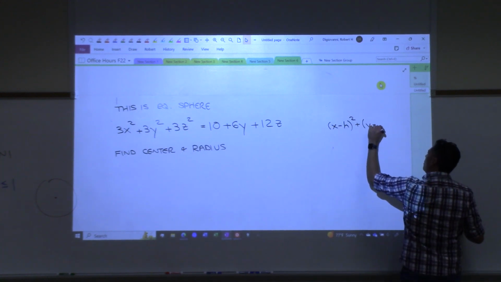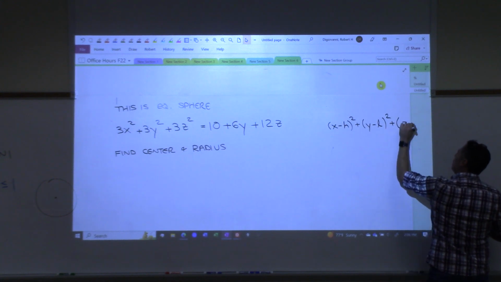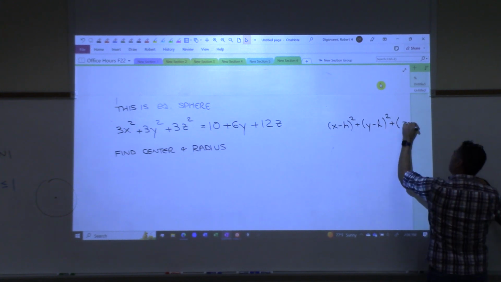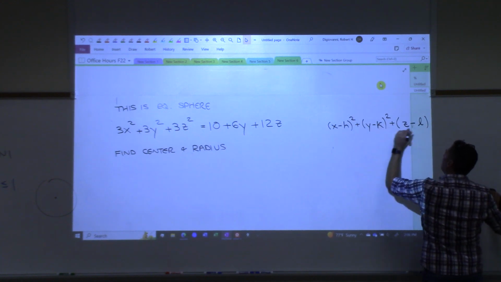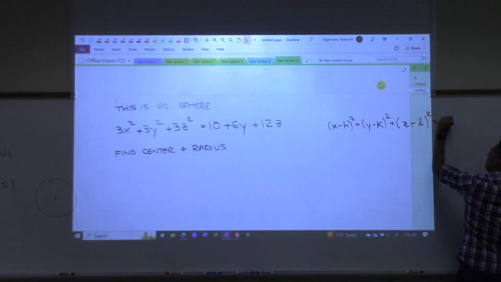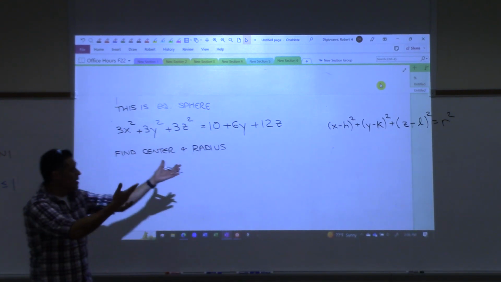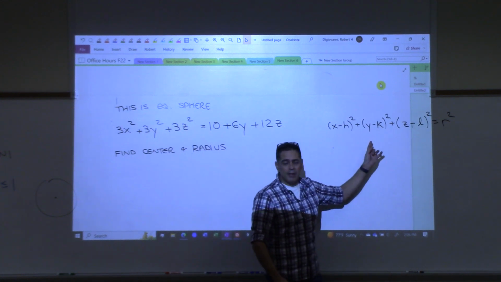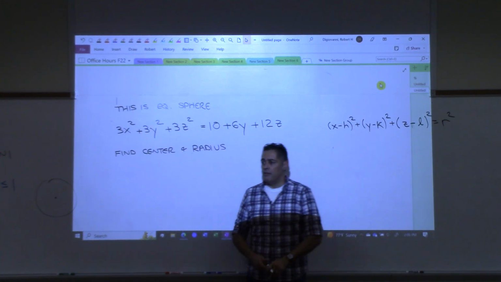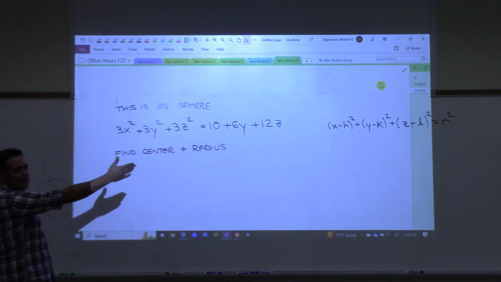x minus h squared, plus y minus k squared, plus z minus l squared. That's all we know: if you have a sphere, this is the equation of a sphere with the radius of r and a center of (h, k, l), right? So from here, we have to get to that formula.